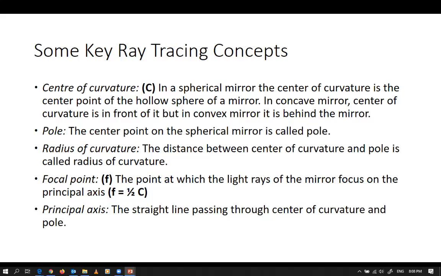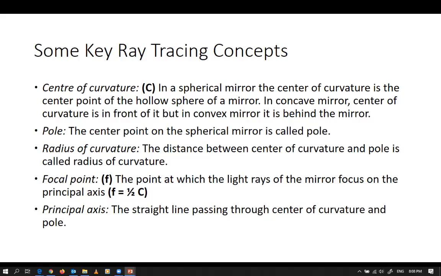Then we get to the focal point. The focal point is the point at which the light rays of the mirror focus on the principal axis. We label the focal point F, and if you are not given F in a particular setup, you can find it because F is one half of C. It's halfway between the mirror and the center of curvature.